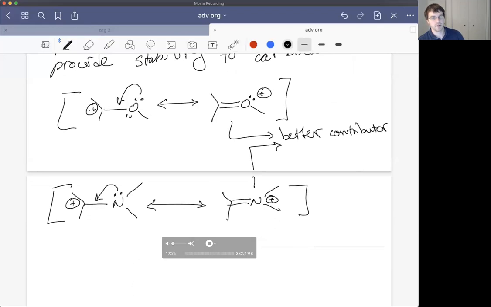Okay, so these are examples of some of the most stabilizing opportunities for positive charges. Be careful though to watch out for some tricks. So we need to watch out for what's called cross conjugation.